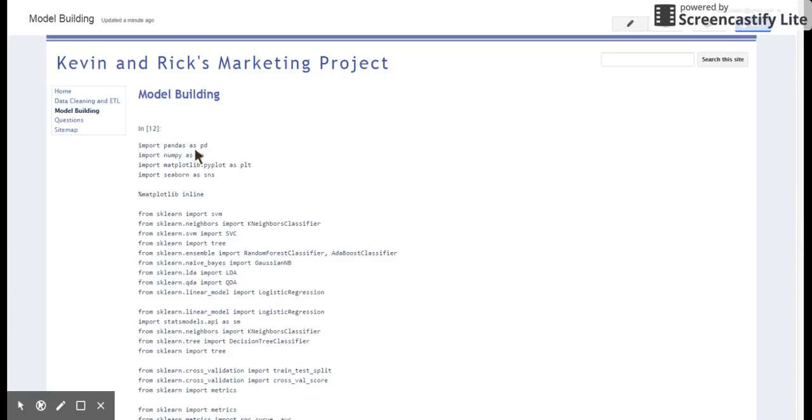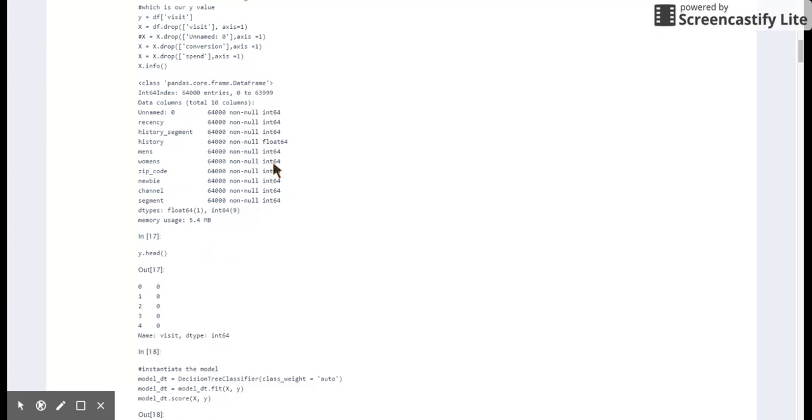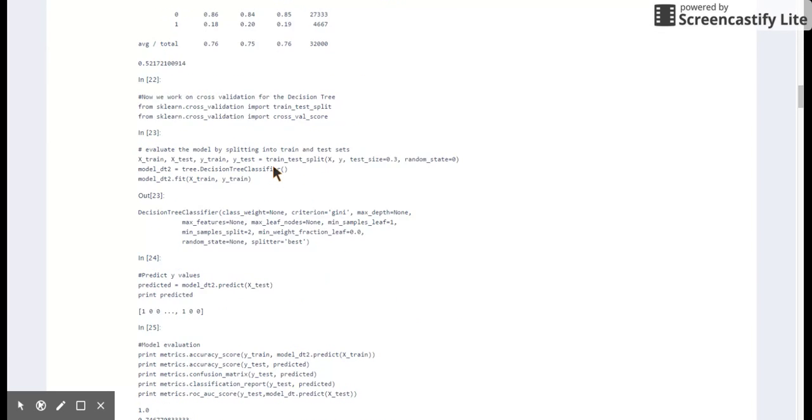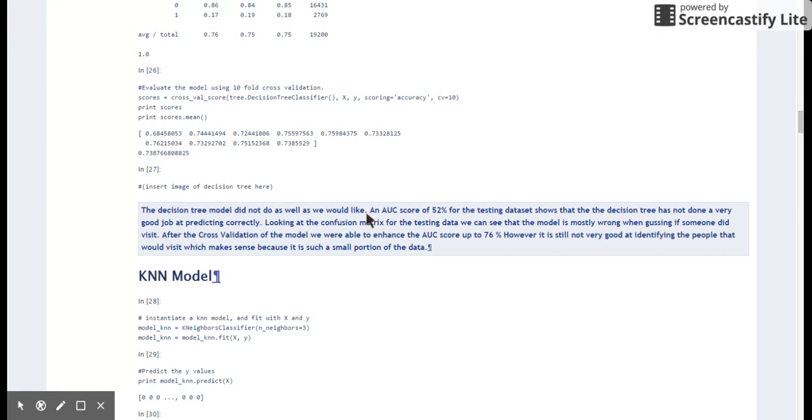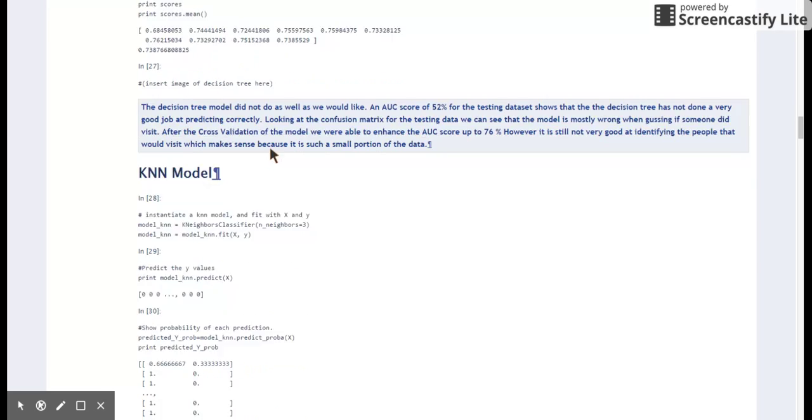We are now in the model building section and moving down to the decision tree. We worked our way through this and we were able to achieve an AUC score of 52% in the testing data. And after cross-validation, we were able to get that up to 76%, which is still pretty good. We can take a look at the confusion matrix up here, and we can see that it's pretty good at identifying what is a no in our model. It's okay at figuring out what is a yes, but there's quite a few errors along the way.